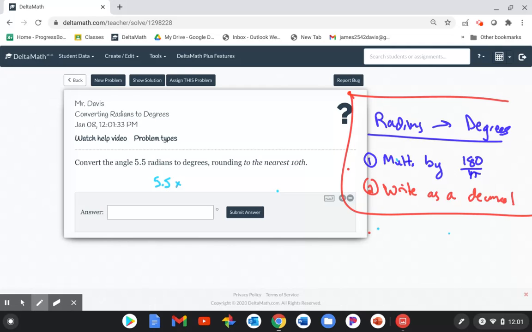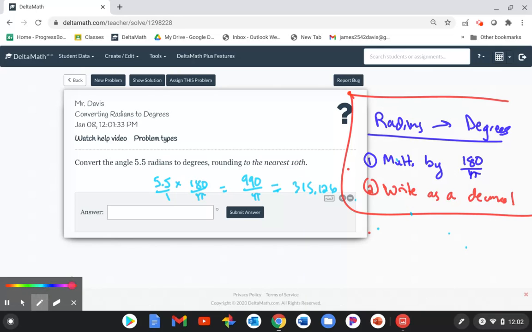5.5 times 180 over pi. This one, though, is just going to treat it as 5.5 over 1. It becomes 5.5 times 180. It's 990. 1 times pi is pi, so we just divide 990 divided by pi. That gives us 315.126. It does say round to the nearest tenth.